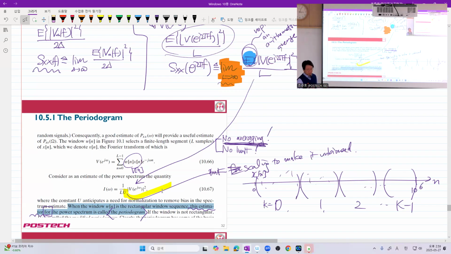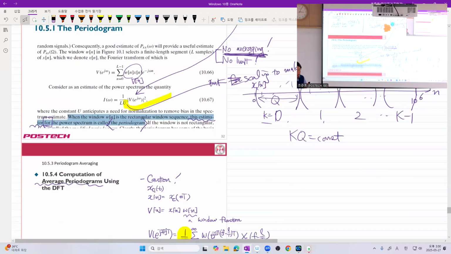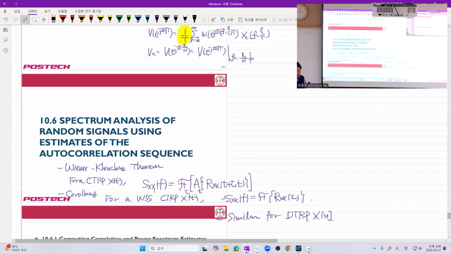But we may have some trial and error to find what is the good choice of this length. Probably the textbook says length is Q and K. Got it? So this is the so-called periodogram averaging technique.